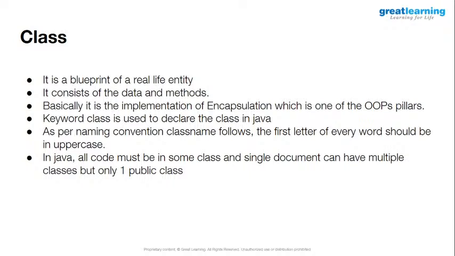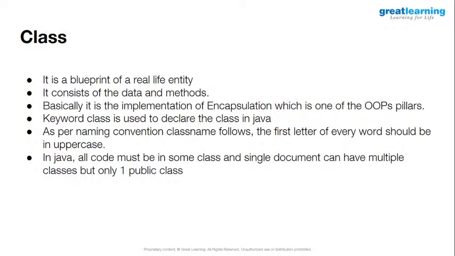So basically everything written in Java is in a class. It consists of data, that is variables, also known as data members, and methods, basically functions. Any function which is inside a class is called a method. Basically it's the implementation of encapsulation, which is one of the OOPs pillars.